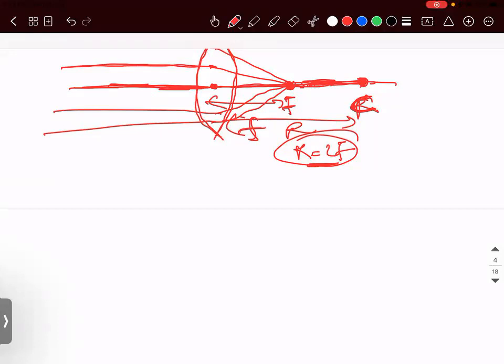What about a convex lens? Focal length is positive. Object distance is always negative. Image distance is positive.